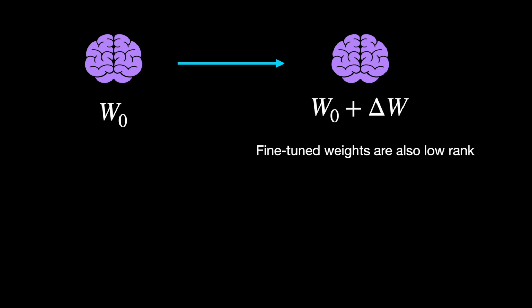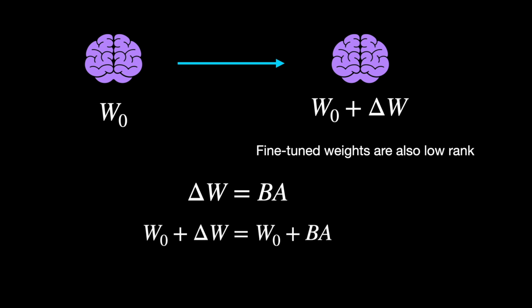Because delta W is low rank, we can now decompose that matrix into two low rank matrices A and B, whose product BA leads to delta W. And lastly, fine-tuning becomes the pre-trained weights W0 plus BA instead of W0 plus delta W, as it's one and the same.